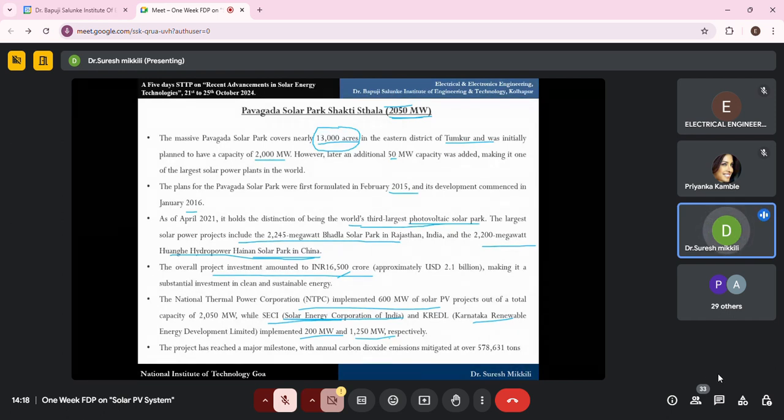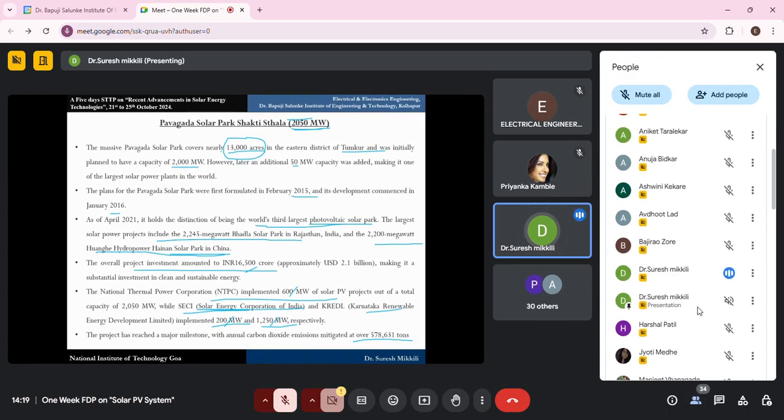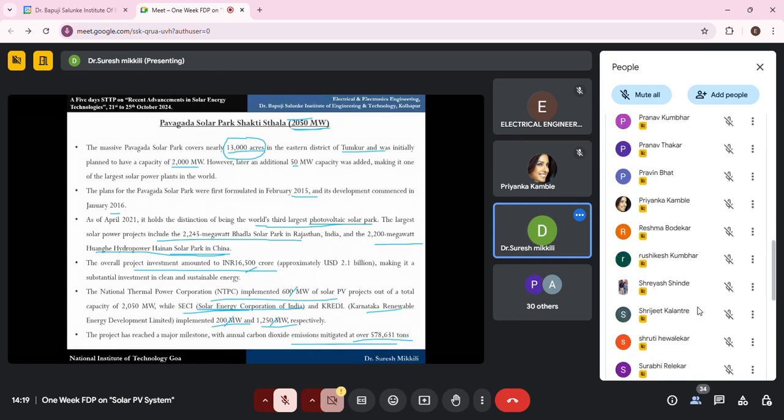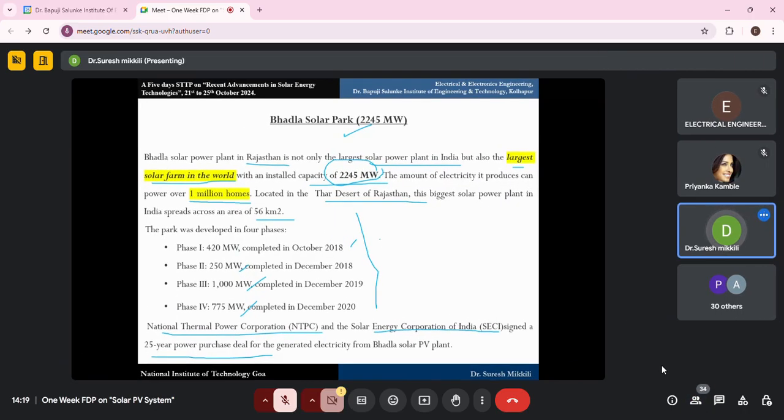Okay, out of 2050, 600 megawatts are installed by NTPC, and 200 megawatts are installed by which one? The Solar Energy Corporation of India, and 1250 megawatts are installed by Karnataka Renewable Energy. Okay, that is the state government. So with the help of this, they have mitigated 5,78,631 tons of carbon emissions. Understood? So the first one was the largest in the world, expanded over 2,245 and 56 square kilometers.